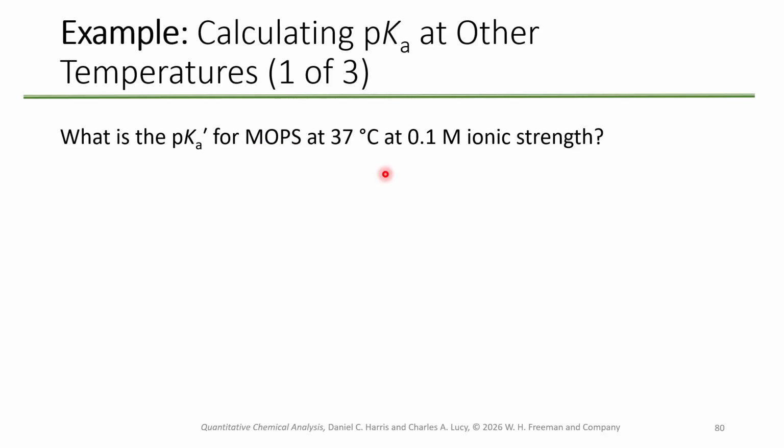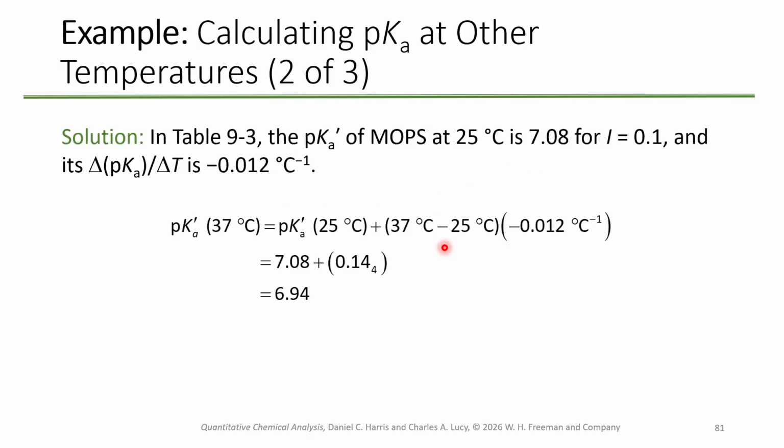It's at 37 degrees Celsius at 0.1 molarity ionic strength. And so we can actually plug this in to this equation right here, which actually helps us adjust this equation we've been talking about, the pKa equation, by these factors. Okay? And so in table 9.3, which is the one I just gave you there, the pKa prime of MOPS at 25 degrees Celsius is this value right here. This will be the ionic strength, is 0.1. So it's delta pK over delta T is this value right here.